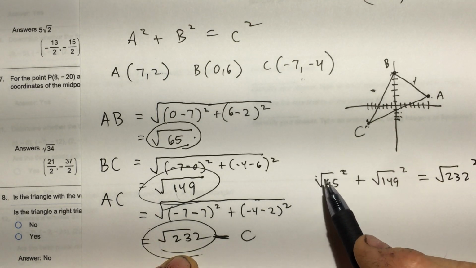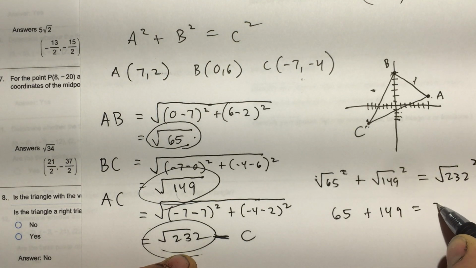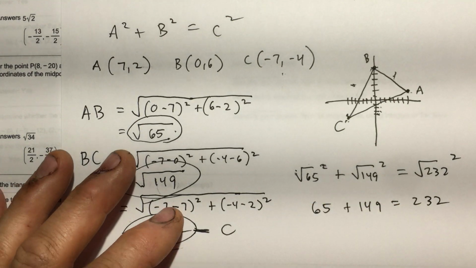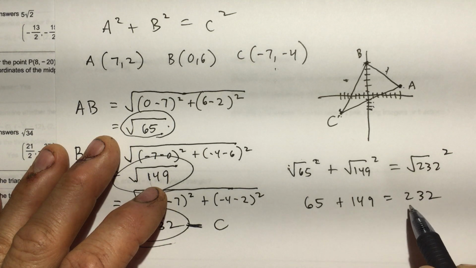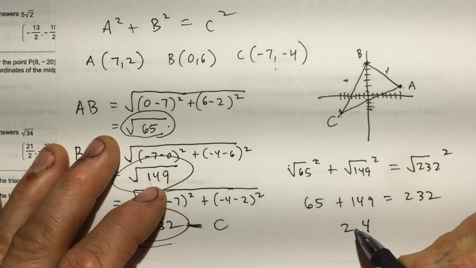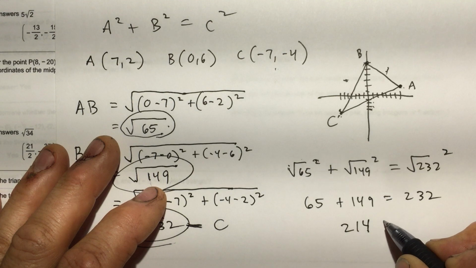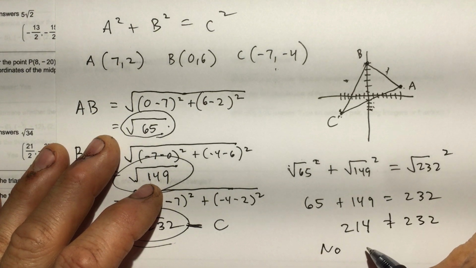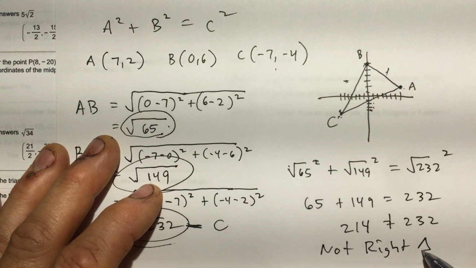When I square this, the square and the radical cancel off. So it's just 65 plus 149 equals 232. That's why we just left them like that, because it's a little bit easier than simplifying them. Now do these 2 add up to 232? When I add these together, I think it's 214. Yeah, they're not equal. So no, it's not a right triangle.